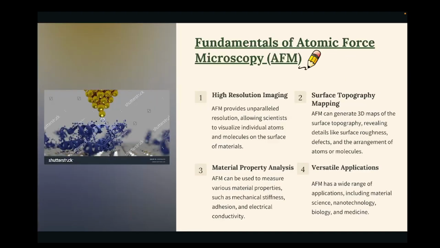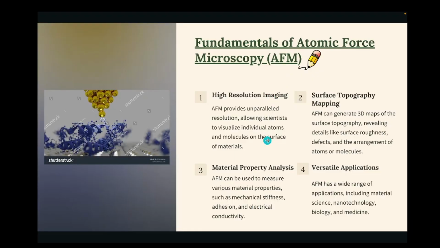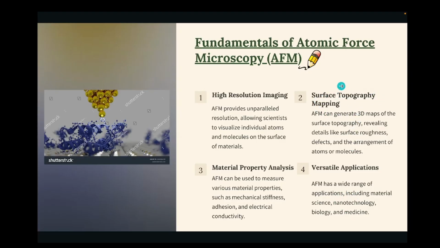So these are the fundamentals of the atomic force microscope: high resolution imaging, material properties analysis, surface topography, and versatile applications, like a wide range of applications including material science and nanotechnology. Surface topography is very essential for the atomic force microscope for surface mapping. By analyzing the surface topography, we can generate different 3D images by which we can see the certain movements that are there in the surface.